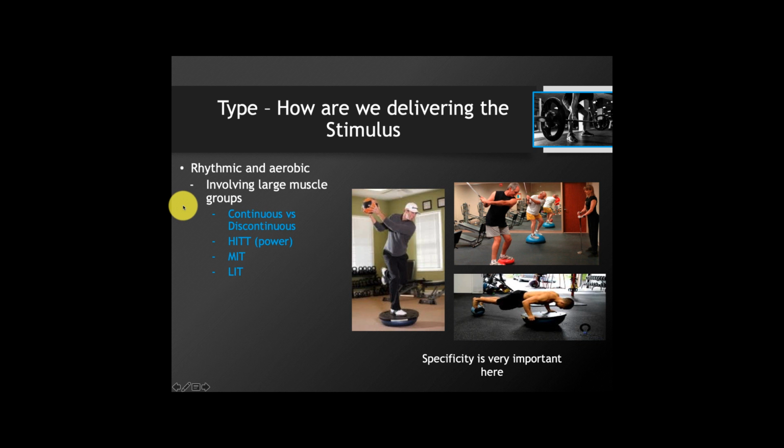So some things to think about with type is we can have an anaerobic, which would be discontinuous. We would have an aerobic, which would be continuous. We could have a type of exercise which is high intensity interval training. That should be an I, not a T. I apologize for that. Where we're focusing on power output and endurance. We could have moderate intensity training, and we can even have a low intensity training, right?